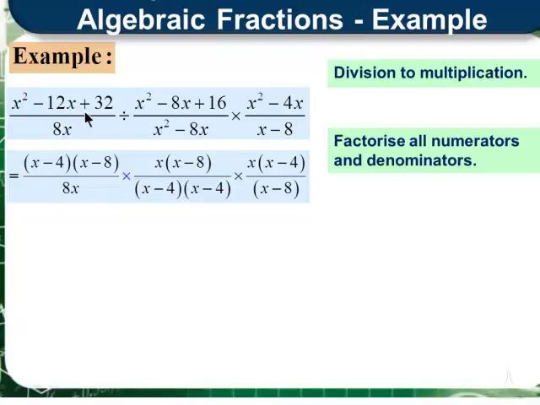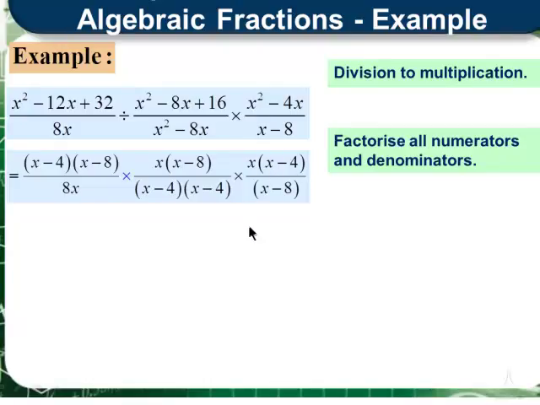If we factorize the first and the third algebraic fractions as part of this expression, then we have the following. x minus 4 times x minus 8 gives us the trinomial factorization for the numerator of the first algebraic fraction. And if we move to the final part of this expression, we see above the line x is a common factor, so we have x times x minus 4.